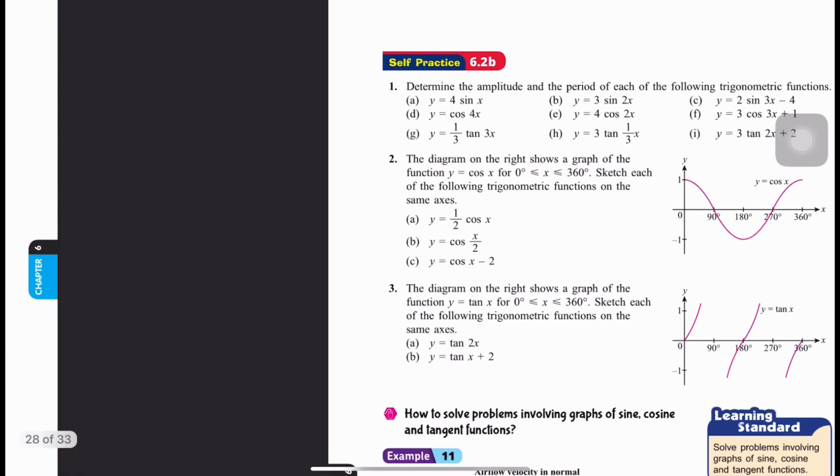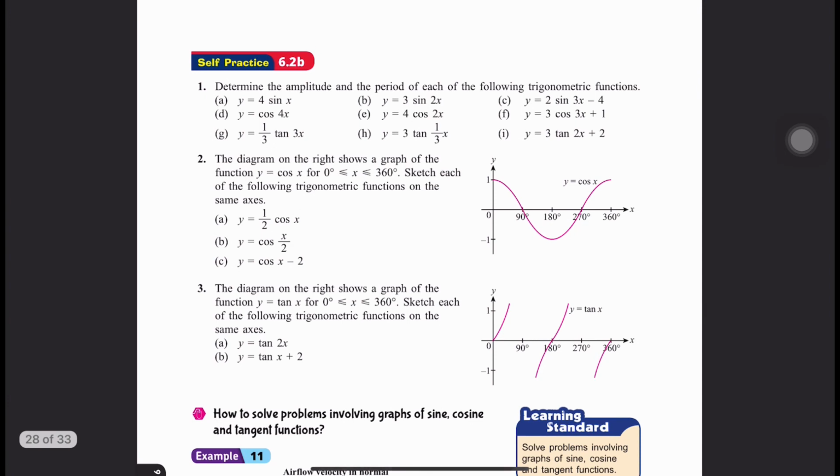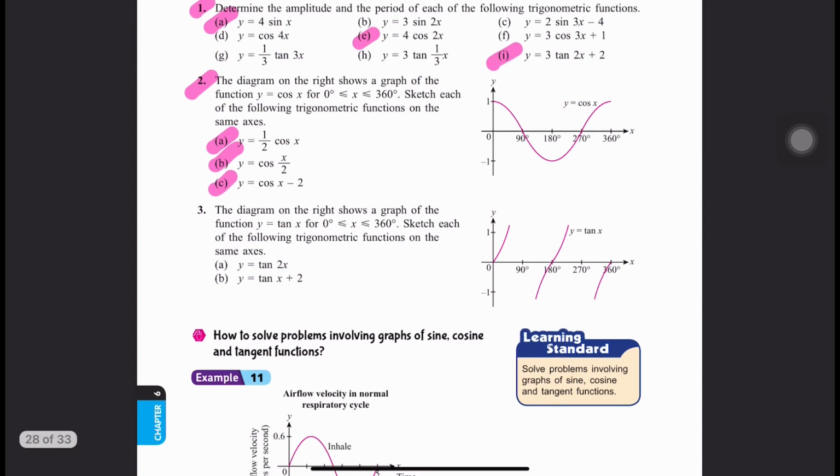Okay, so for the exercise, I want you cuba buat nombor 1. Buat A, E, I. Number 2, A, B, C. Ini penting, awak kena tahu cara nak sketch. Penting, awak akan guna dalam AdMaths nanti. And number 3, cuba buat B lah.